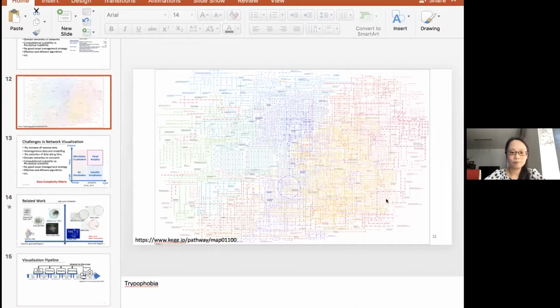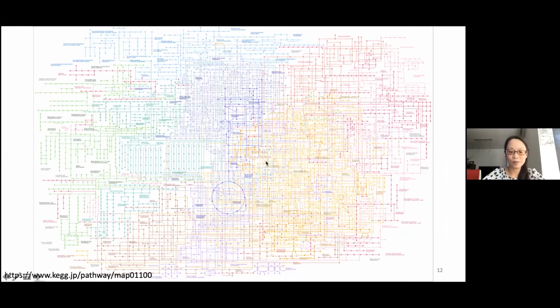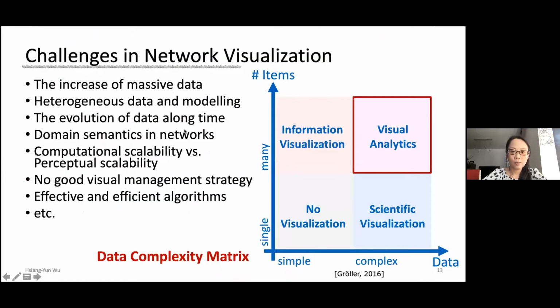Okay, so practically I just want to show how complex this diagram is. So this unfortunately leads us to the upper corner of this data complexity matrix, where we need to perform visual analytics to analyze such big data.